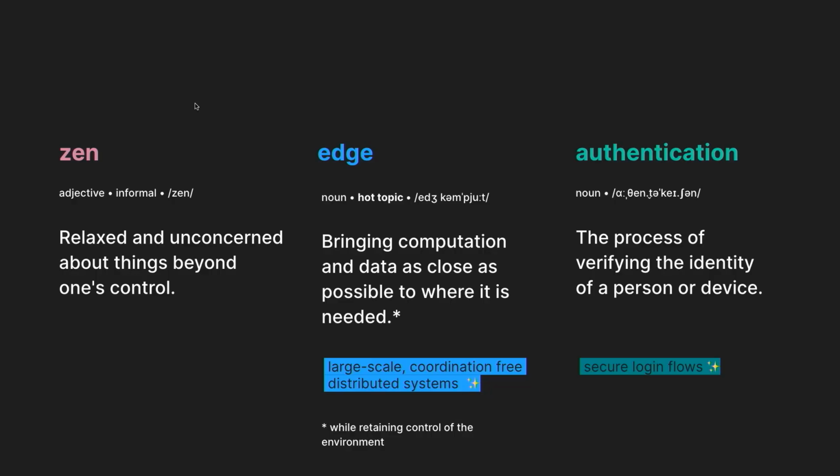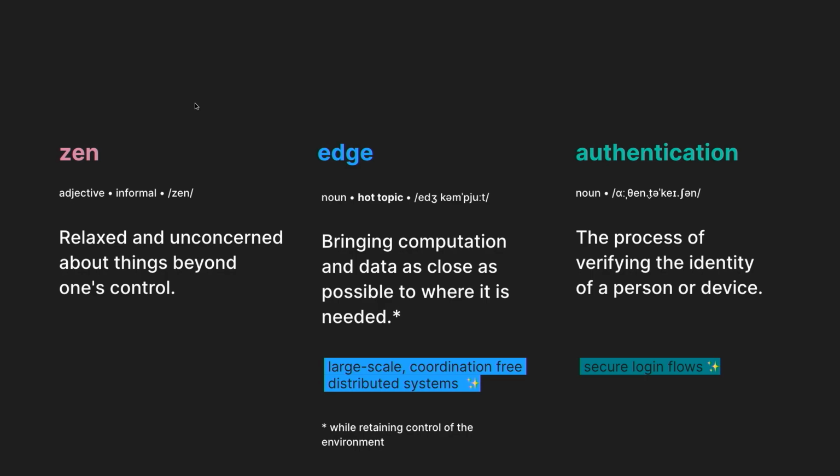Edge, what is edge? In the context of large-scale coordination-free distributed systems, it is the final point before you hand off to the user, the final point that is still within your control. In the context of compute, edge means bringing computation and data as close as possible to where it is needed. And finally, authentication is the process of verifying that you are who you say you are. So it's verifying the identity of a person or a device.